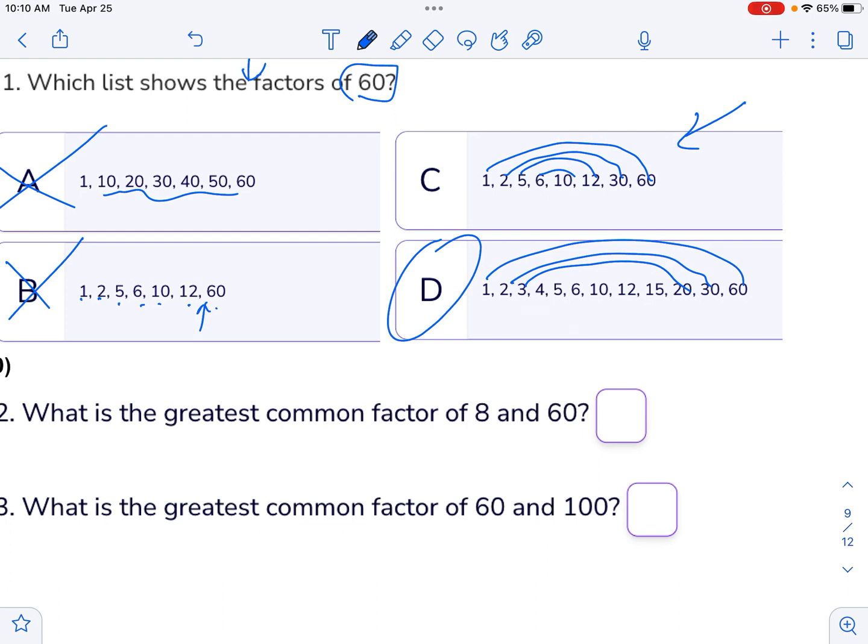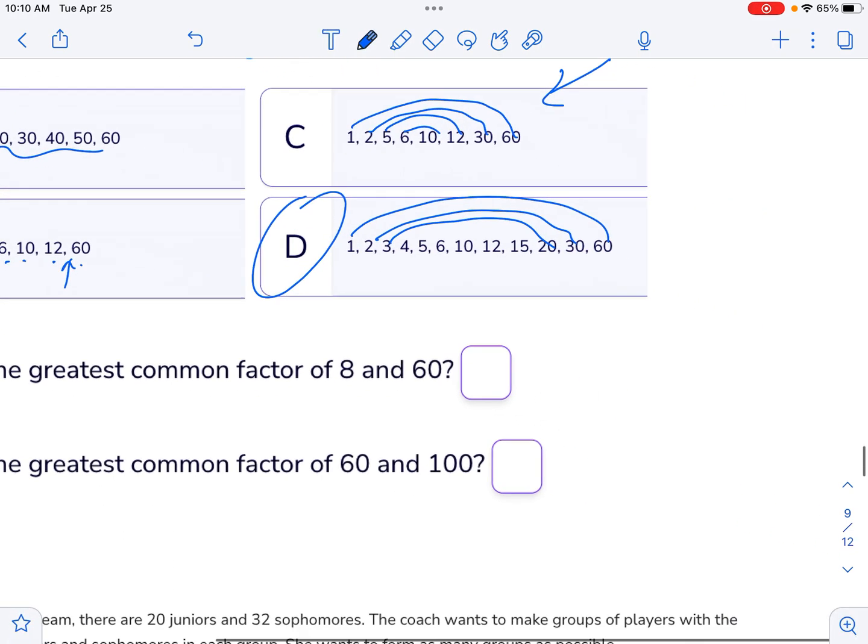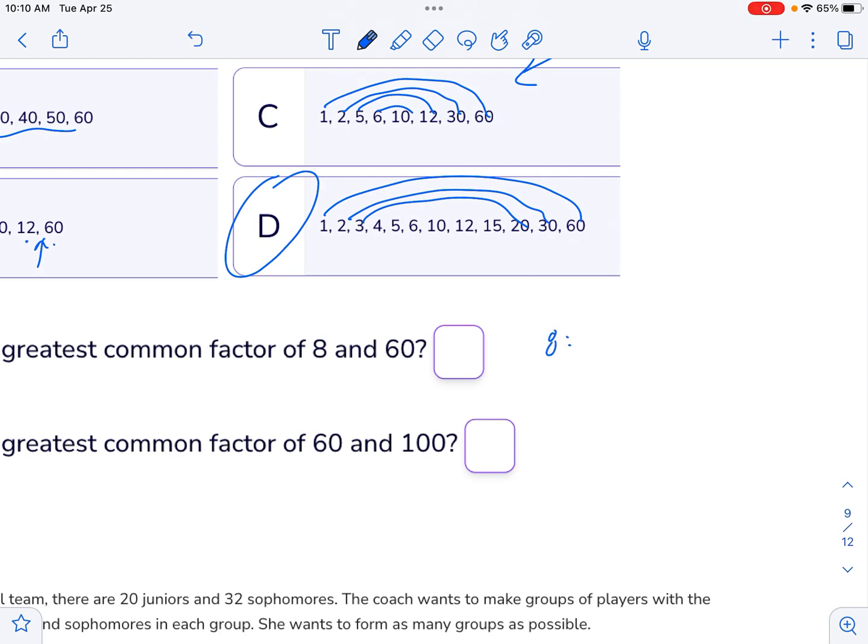What is the greatest common factor of 8 and 60? All right, we already have 60. 60 is right here. Got a nice list of those. So that's good. Let's do the factors of 8. So the factors of 8 are going to be 1 and 8, 2 and 4.